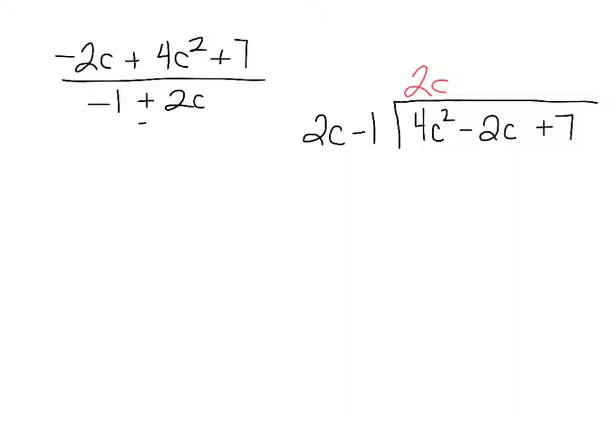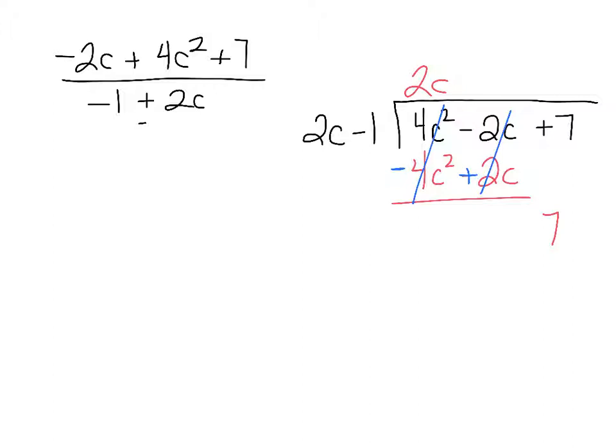Now I'm going to take my 2c, I'm going to distribute it through that entire divisor, so that's going to be a 4c squared minus 2c. Draw my line. I'm going to subtract, which really means adding the opposite. So this positive 4c is going to go negative, and this negative 2c is now positive. And now I just can combine them together, and those will cancel. But oddly, on this one, I have a negative 2c and a positive 2c. Those also are going to cancel. Which means all I have left is this plus 7 to bring down. So I bring down this positive 7.